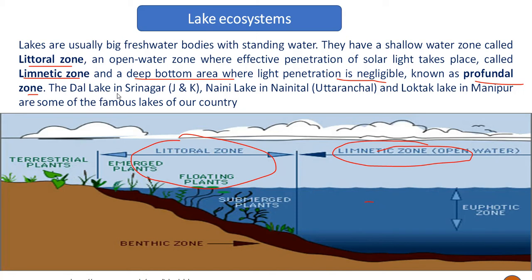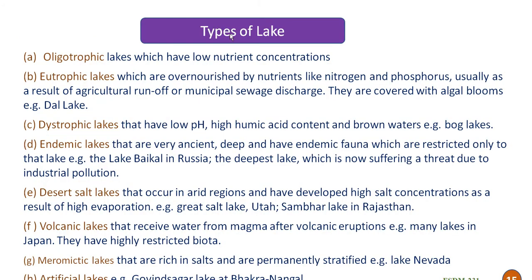The Dal Lake in Srinagar, Jammu and Kashmir, Naini Lake in Nainital, Uttarakhand, and Loktak Lake in Manipur are some of the famous examples of lakes in our country. So these are the different examples of lakes. Then there are different types of lakes also.